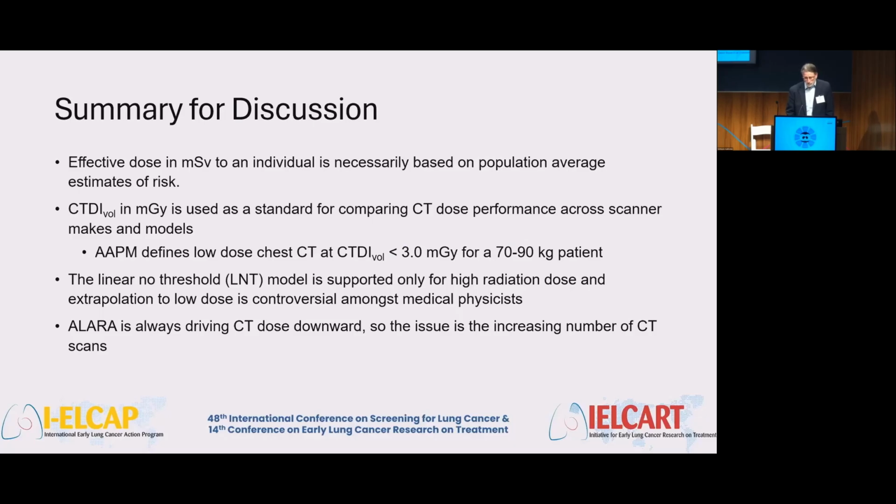So the real issue, if there is one, is the increasing number of CT scans, and evolution of CT technologies is improving resolution and contrast at lower dose.